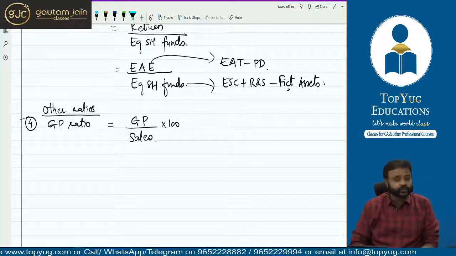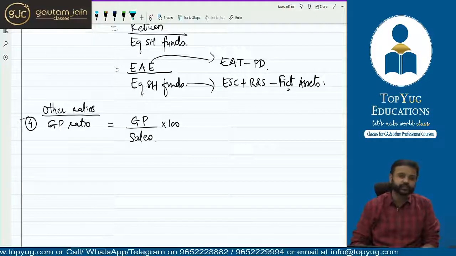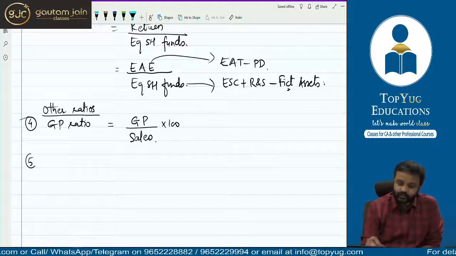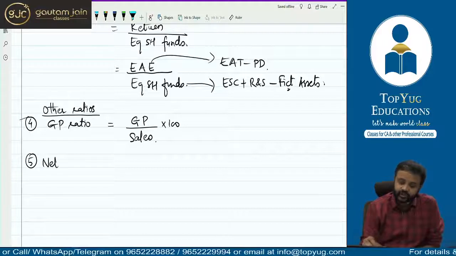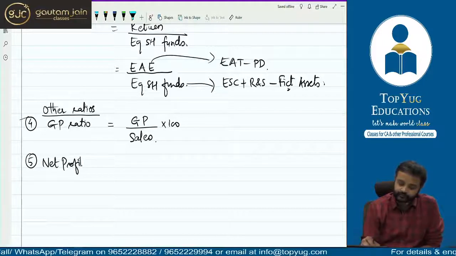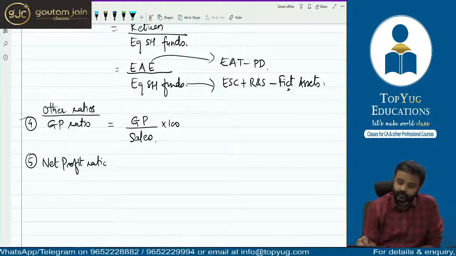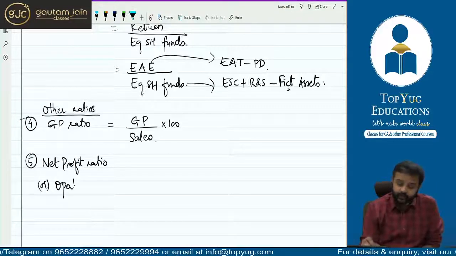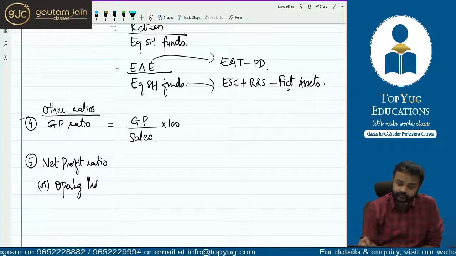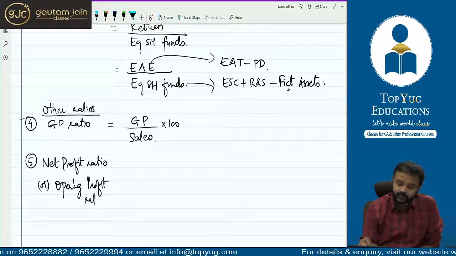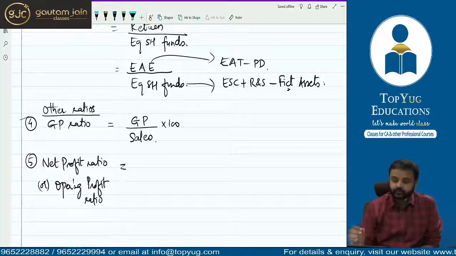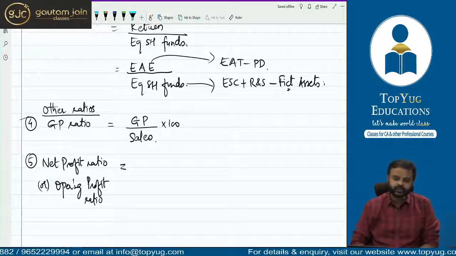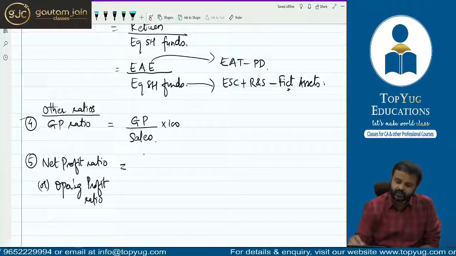Now, denoted in percentage. Higher the ratio, better it is. So all these things you know. Let's not waste time here. Let's go to the next ratio. Net profit ratio, which is also called the operating profit ratio. Net profit ratio, which is also called as what? Operating profit ratio. So sir, what should we take here?